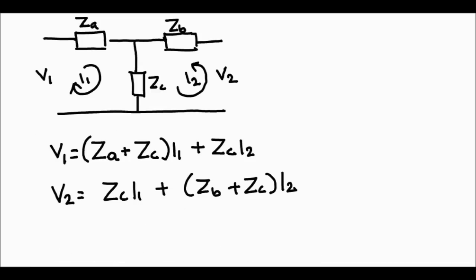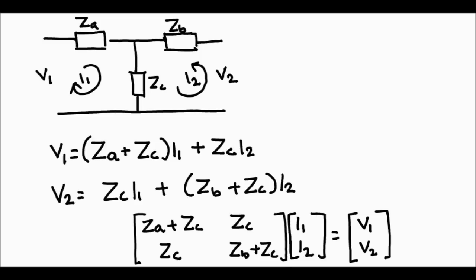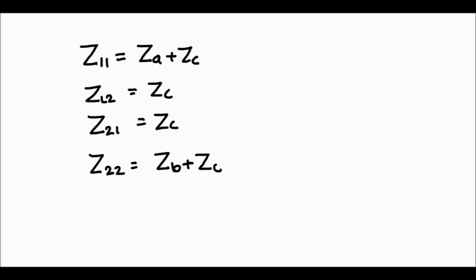Now you can see we have got two equations expressed in V1 and V2. Now we will write the above equations in matrix form, in terms of Z11, Z12, Z21 and Z22. So Z11 is equal to ZA plus ZC, Z12 is equal to ZC, Z21 is equal to ZC and Z22 is equal to ZB plus ZC.